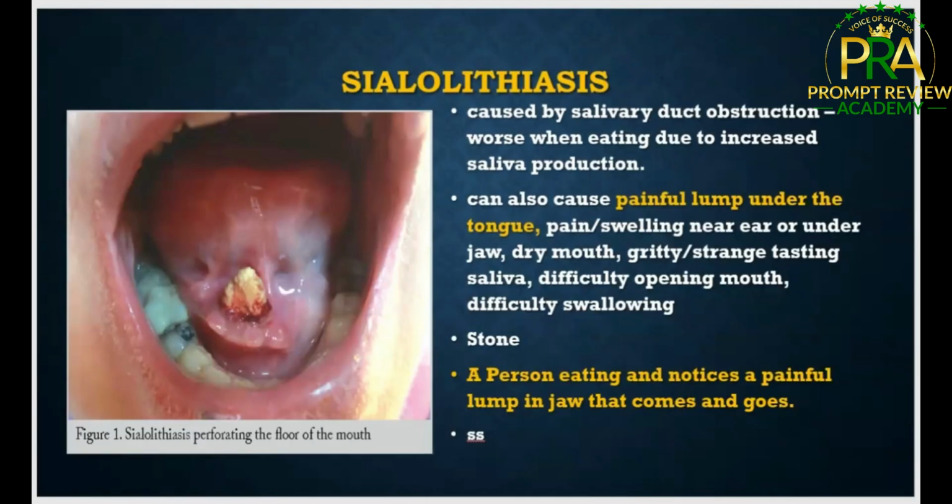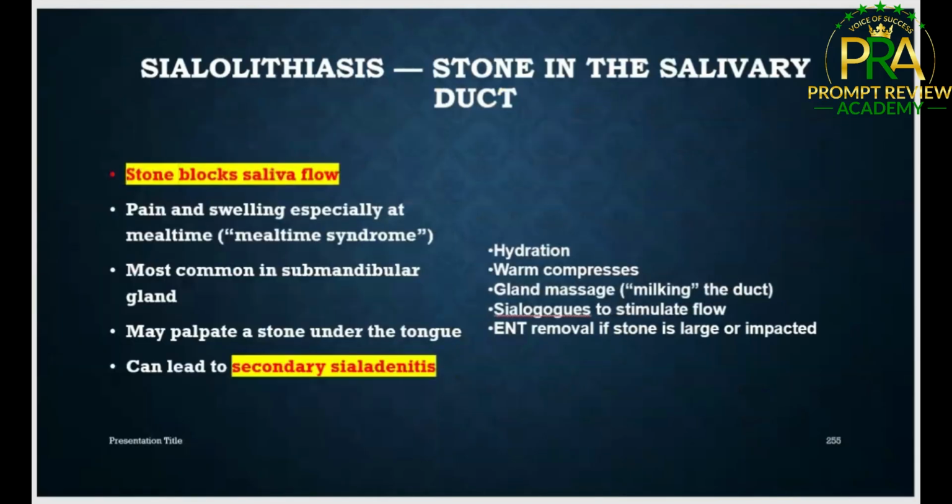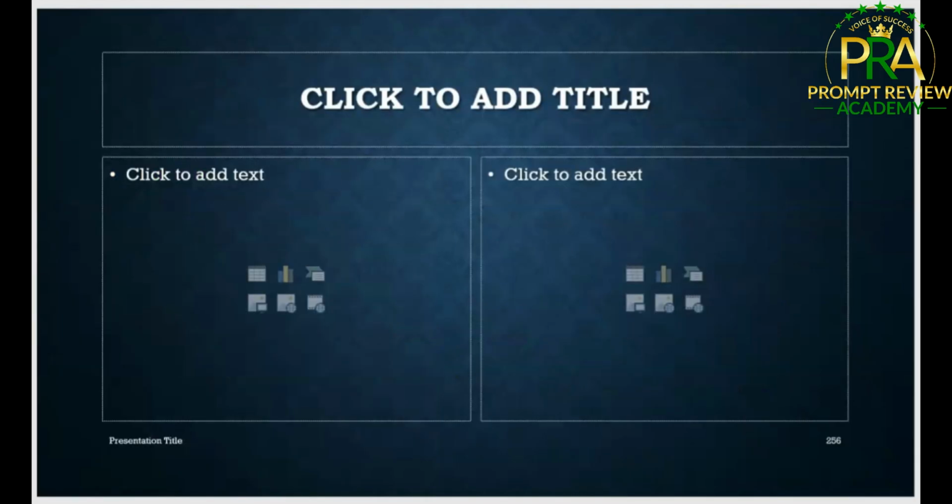And we said it occurs especially when the person is eating. It can cause a painful lump under the tongue. There is pain, swelling near the ear or under the jaw, dry mouth, greasy or strange tasting saliva, difficulty opening their mouth, and difficulty swallowing. So that is your sialolithiasis. Lithiasis is stone.